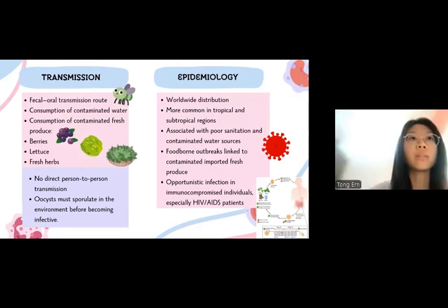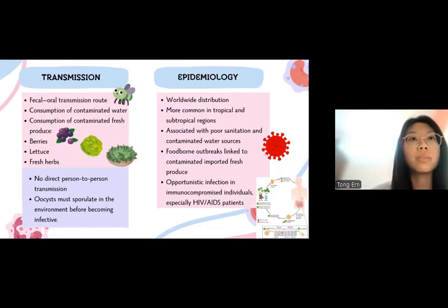Next, I would like to talk about the transmission and epidemiology of Cyclospora cayetanensis. First, Cyclospora is transmitted through the fecal-oral route, where the infection occurs when a person consumes contaminated water or contaminated fresh produce such as berries, lettuce, and fresh herbs. These foods are often eaten raw, which allows the parasite to be ingested.